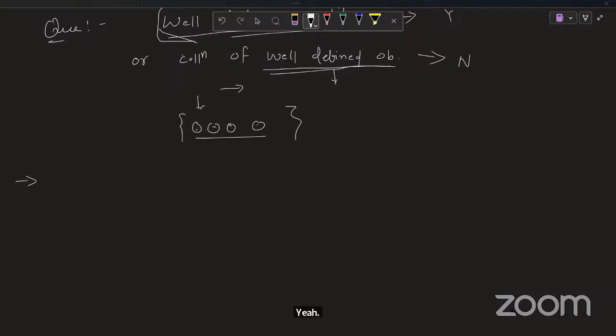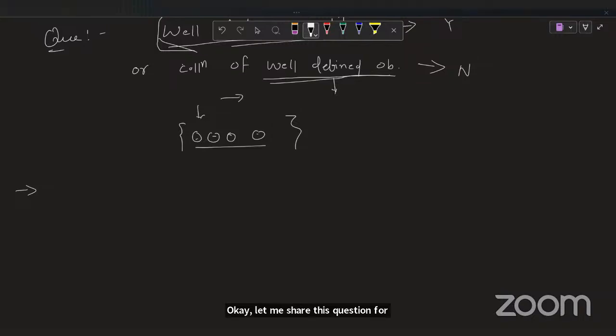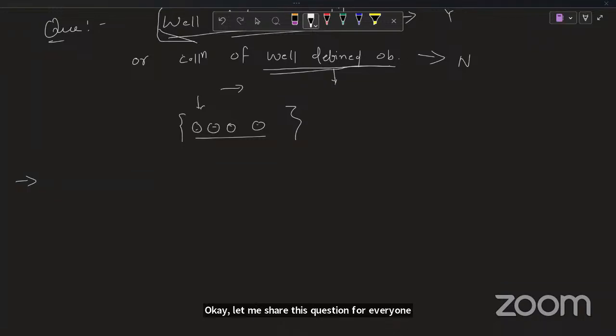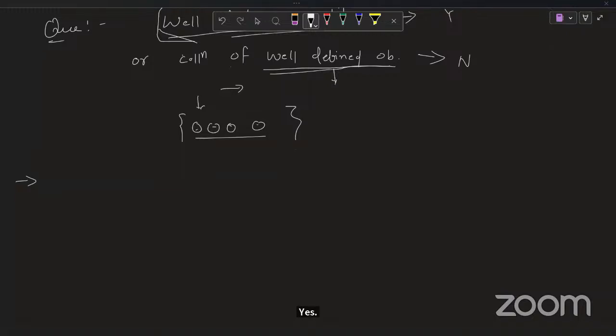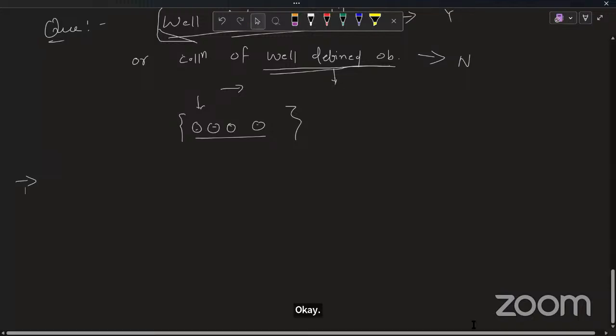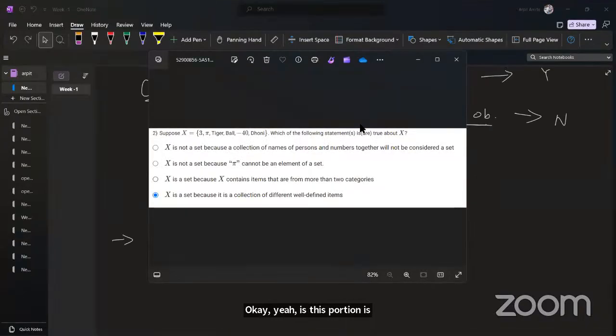Okay, let me share this question for everyone. Just a minute. Is this question visible to all? This tiger, ball, and Dhoni question, right? Yes, sir, it is visible. So what is the doubt here?